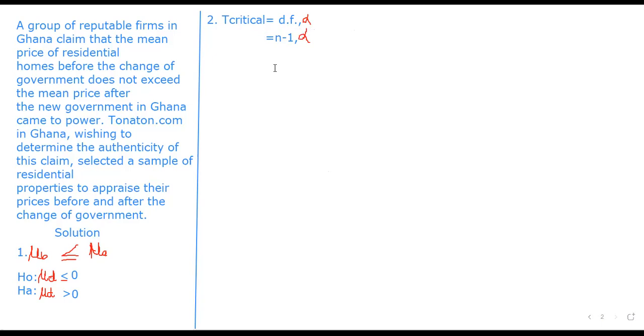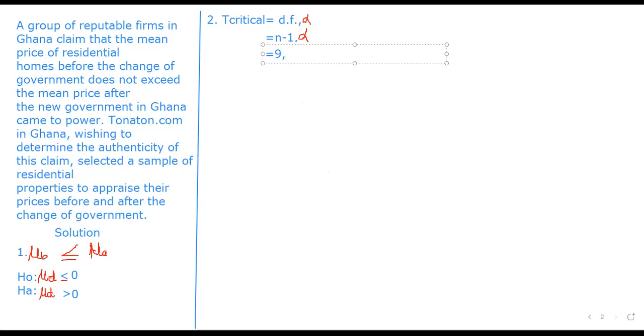So what will be the n minus 1? You count the sample size, then subtract 1 from it. So 1, 2, 3, 4, 5, 6, 7, 8, 9, 10. So it's 10, and 10 minus 1 is 9.